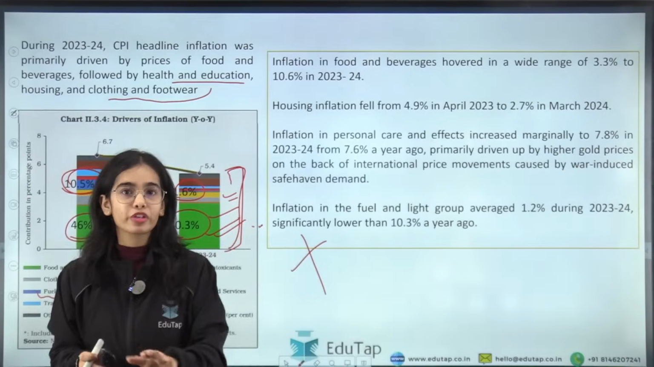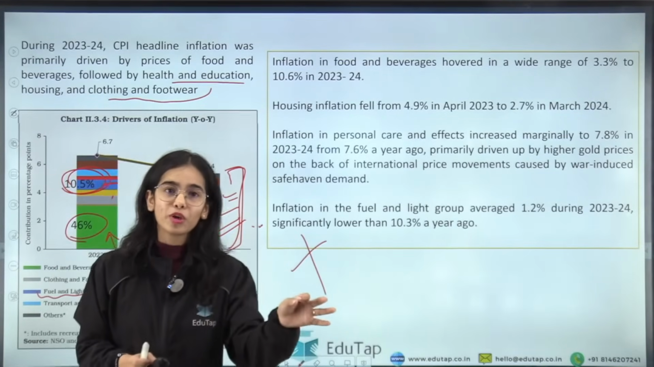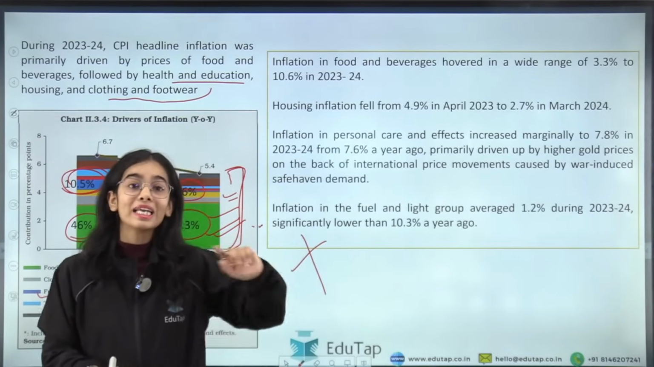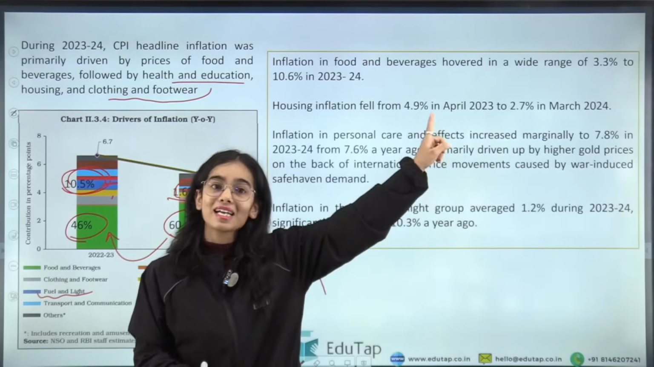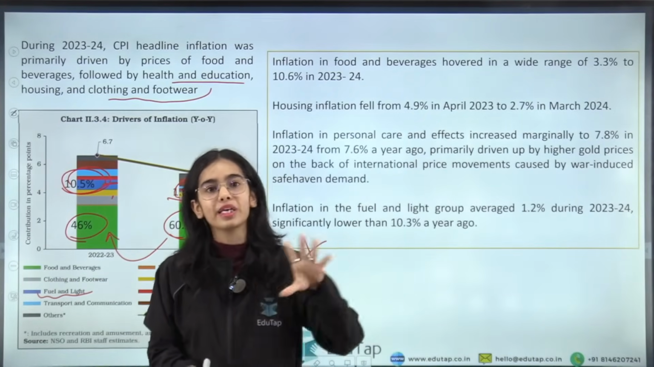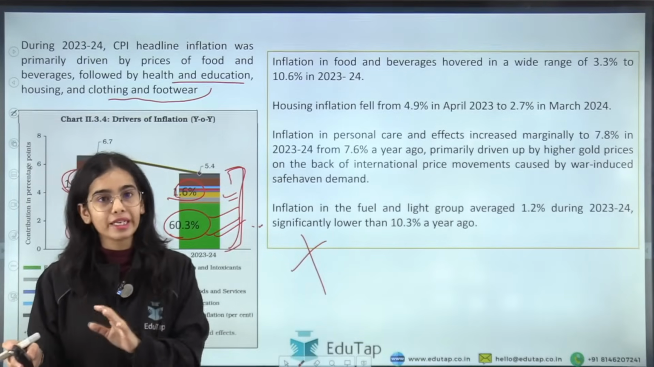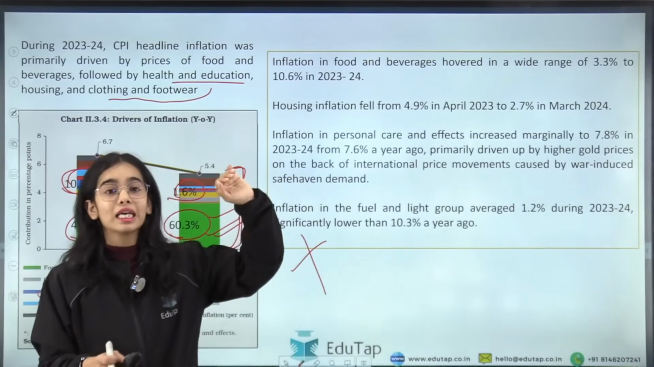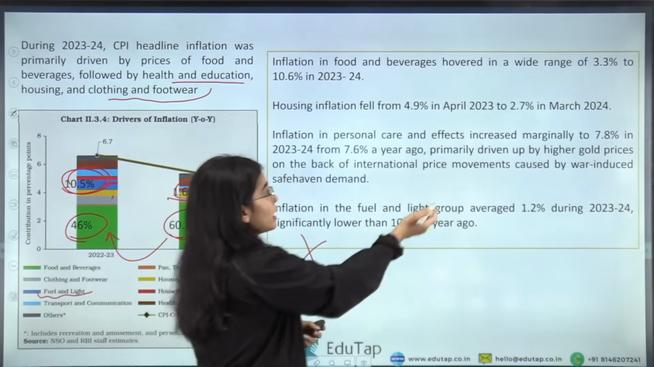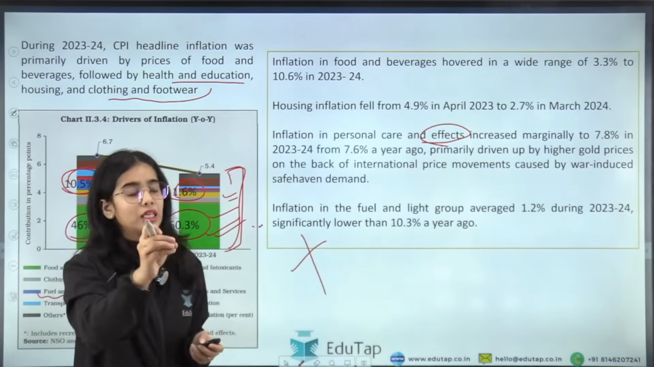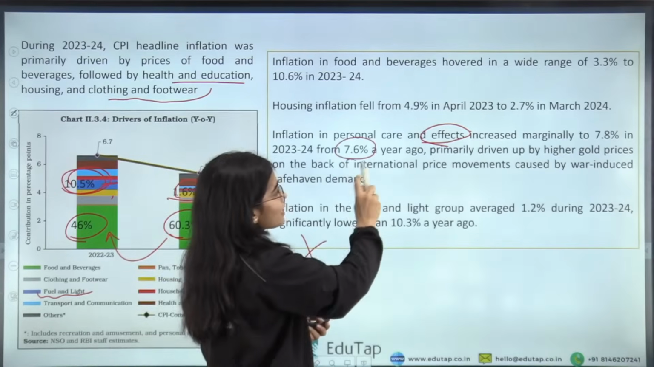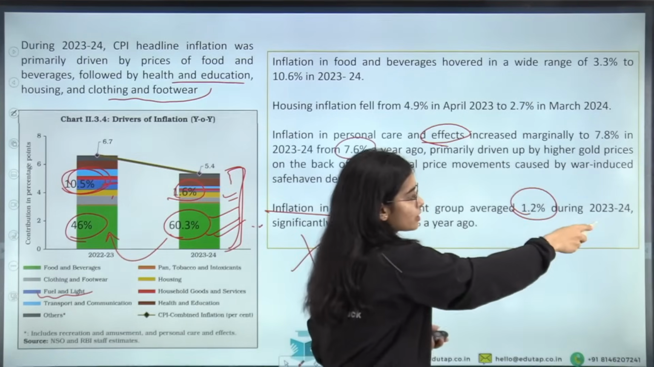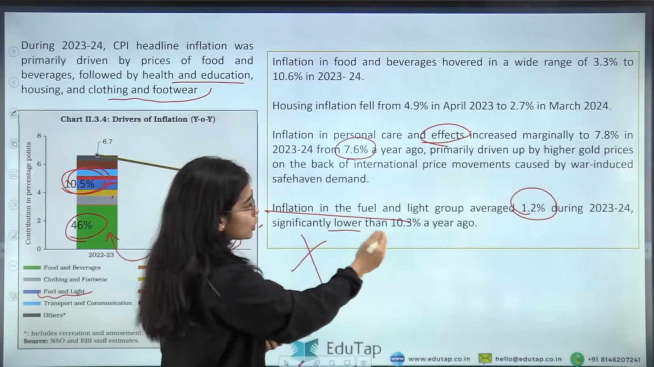The inflation in food and beverages hovered in a wide range of 3.3% to 10.6% in 2023-24. That means food and beverages have gone as low as 3.3% and as high as 10.6% in 2023-24. Housing inflation has moderated. It has come down from 4.9% to 2.7% in the financial year. Inflation in personal care and effects increased marginally to 7.8% from 7.6%. Inflation in the fuel and light group averaged 1.2% during 2023-24. That was lower than the 10.3%.